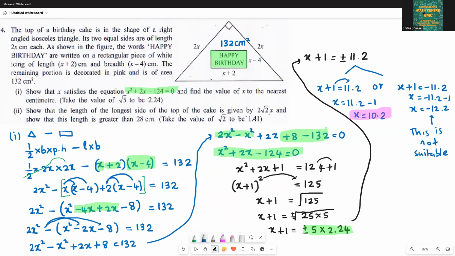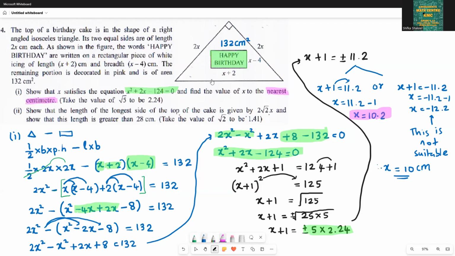So question number 1, they are asking to find the value of x to the nearest centimeter. So the x value is 10.2. If you round off to the nearest centimeter, therefore x is equal to 10 centimeter. Round off, because they are asking you to write the nearest centimeter, the nearest whole number. So that is 10 centimeter.